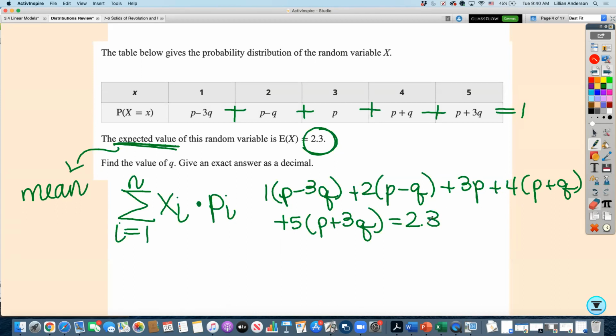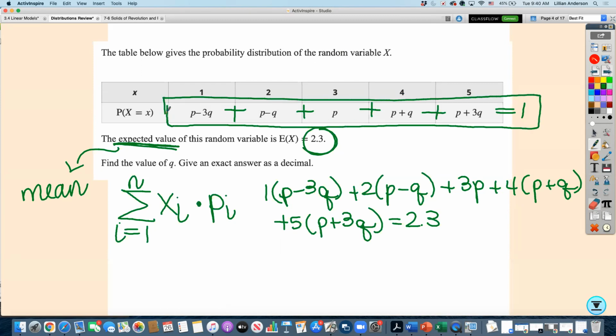Now, if you're looking, you're like, well, Ms. Anderson, that's 2 different variables. You know what? That's very true. But you also have this as well. So I essentially have 2 equations with 2 variables. So you can do substitution or elimination, or using your calculator if you remember how to do it. It's nothing but a good old system.